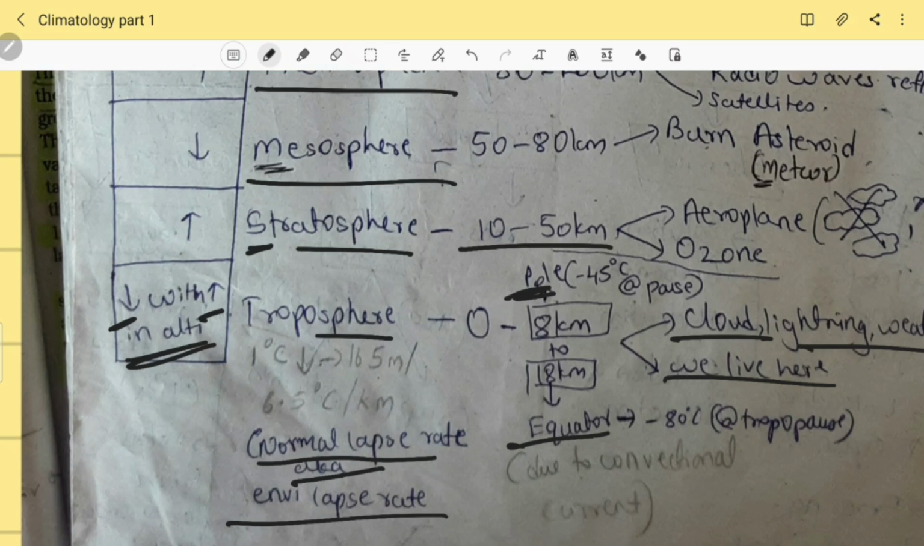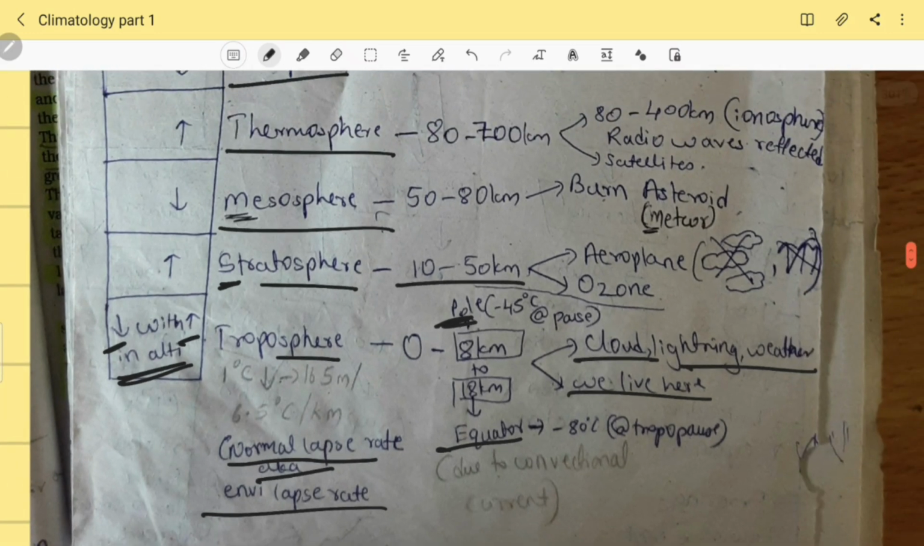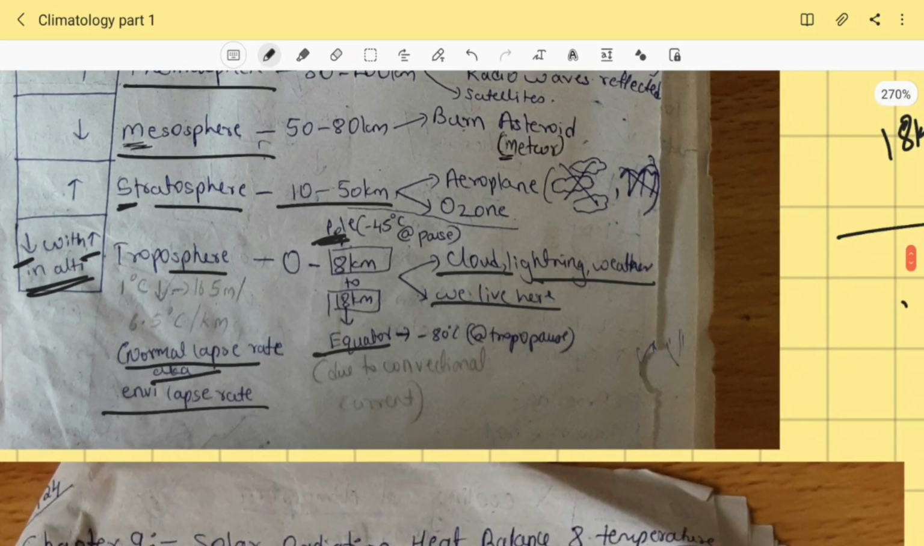So the stratosphere is the area between 10 and 50 kilometers above the earth's surface. Say you start moving in a vertical direction from the ground: once you cross 10 kilometers from the surface of the earth until you reach 50 kilometers, that is known as the stratosphere. Whenever we are going in an aeroplane, we are in the stratosphere. So aeroplanes are in the stratosphere, and the ozone layer, which we spoke about before, is also found in the stratosphere.